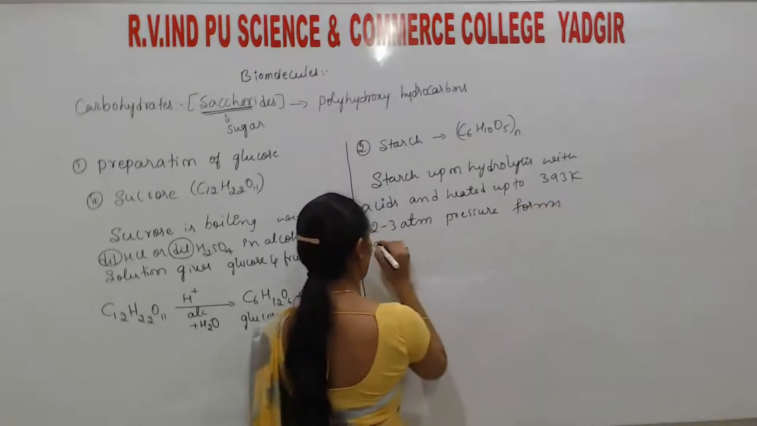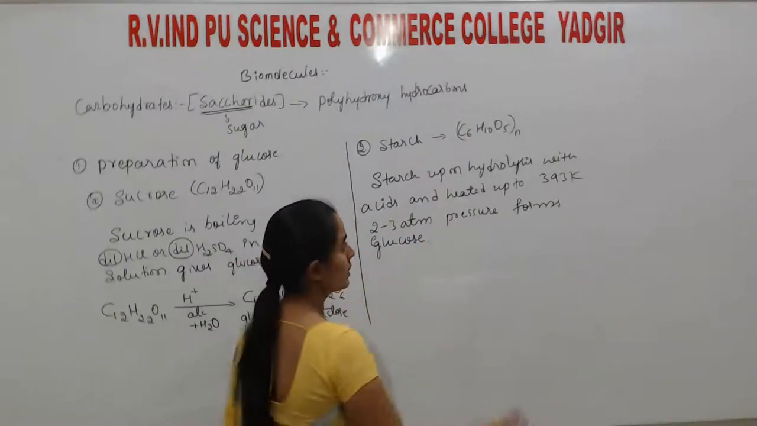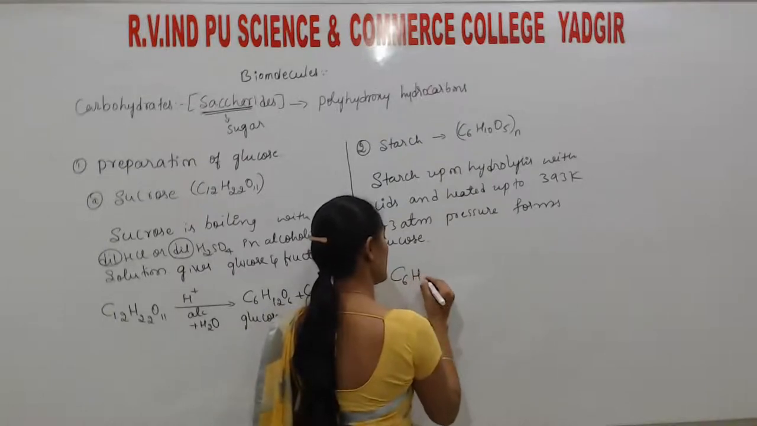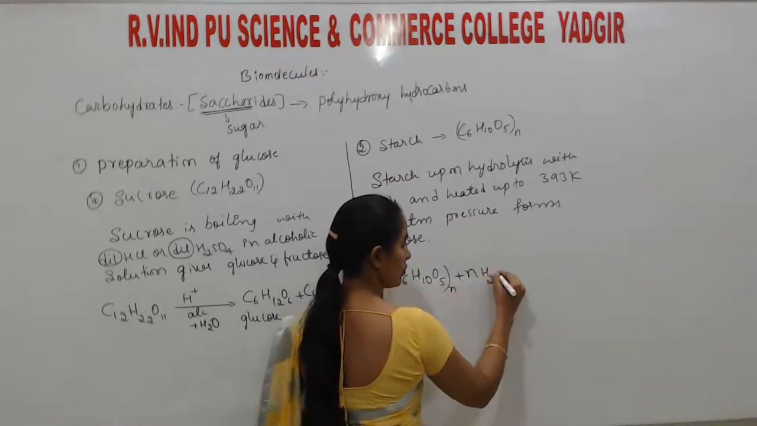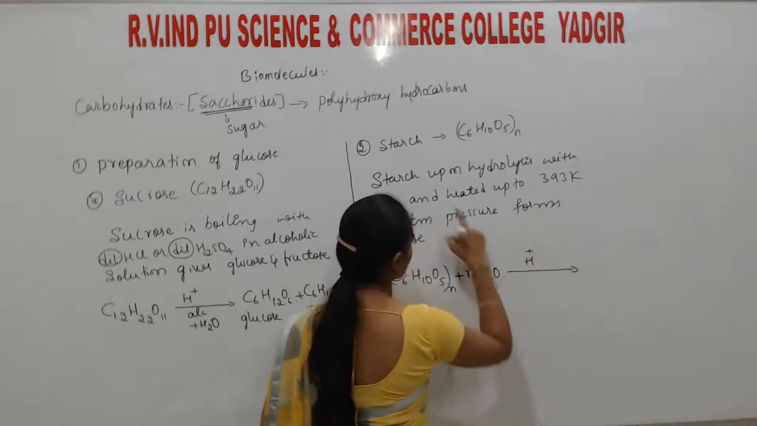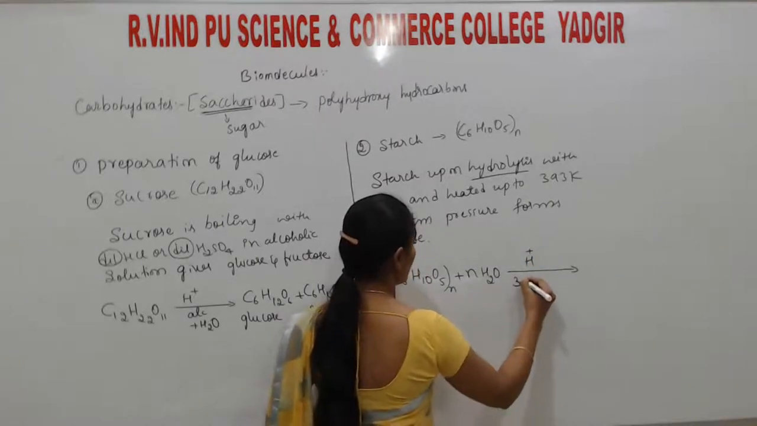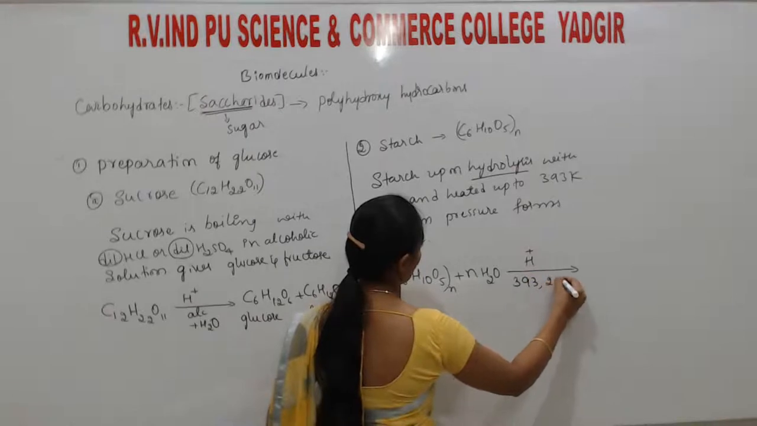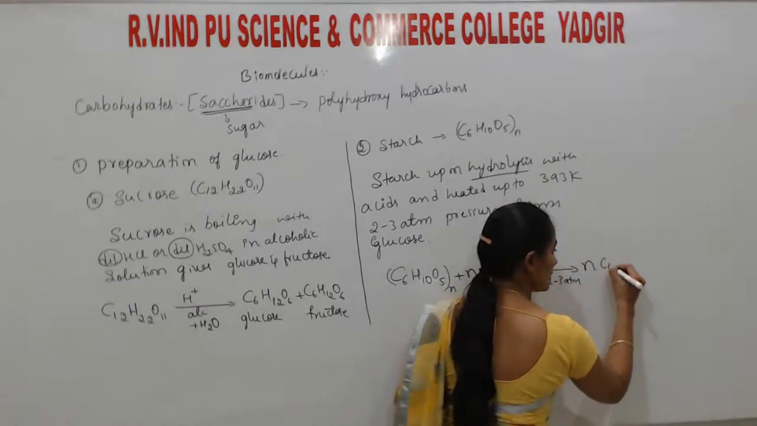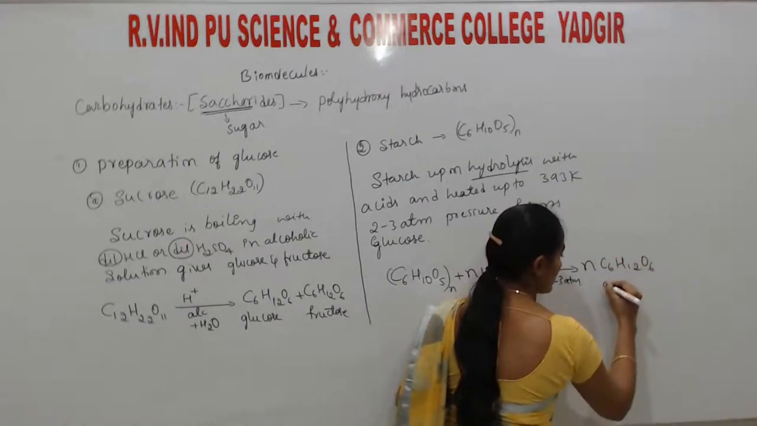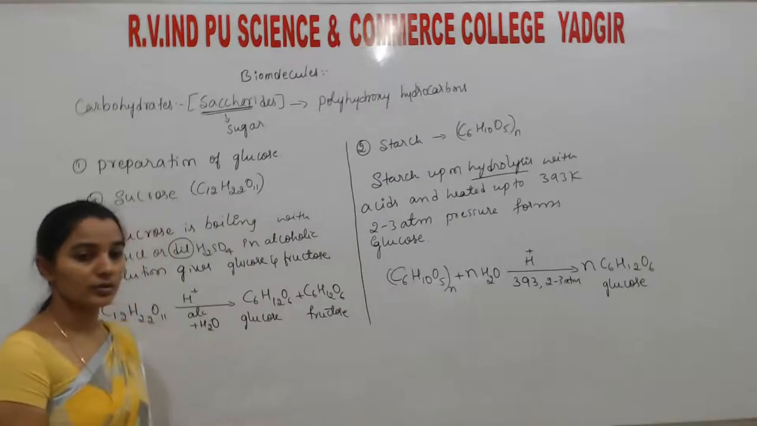forms glucose. The formula of starch is (C6H10O5)n, and n times H2O is added. So hydrolysis means addition of water in presence of acid, under 393 Kelvin temperature and 2 to 3 atmospheric pressure, they form n number of C6H12O6, that is glucose. These are the two methods of preparation of glucose.